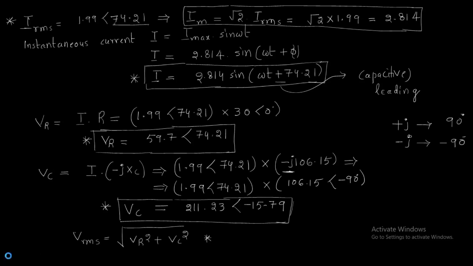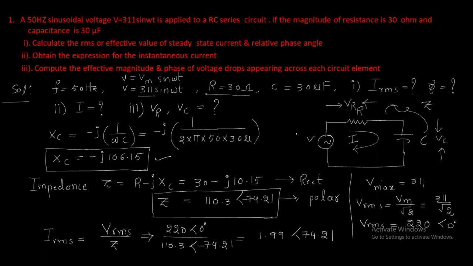This is the procedure to find out for a given RC circuit. Okay. So this is the procedure. Don't confuse here. There is a difference between the RMS value and the maximum value. Always the RMS value is used in doing the calculation. Okay. Thank you.